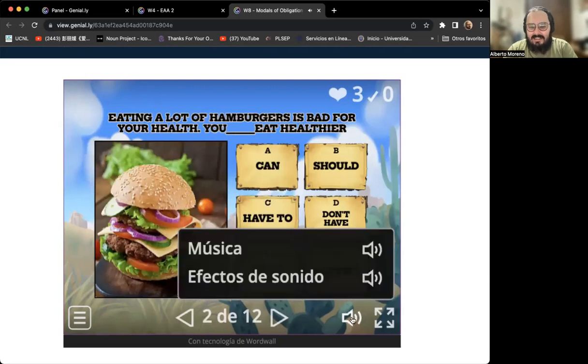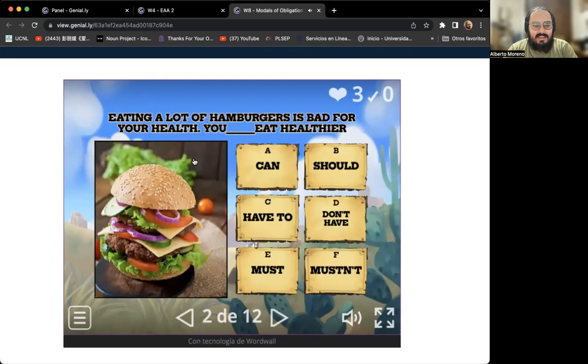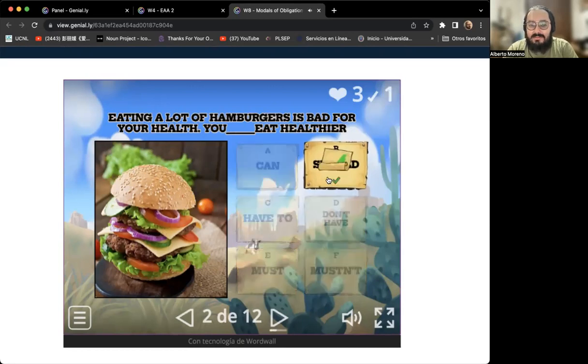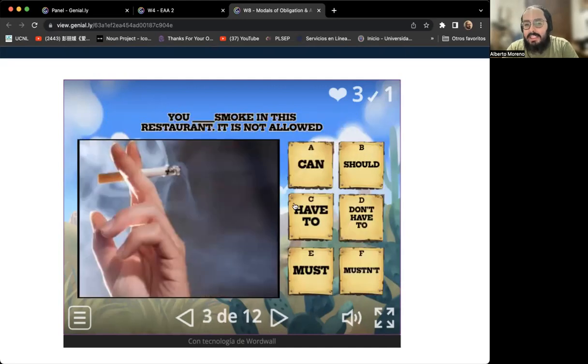Eating a lot of hamburgers is bad for your health. You eat healthier. You mustn't. Tú tienes prohibido comer saludable. You puede ser should o también pudiera ser have to or must. ¿Cómo se pronuncia should? Should. S-H-U-D, should. Ok, gracias.